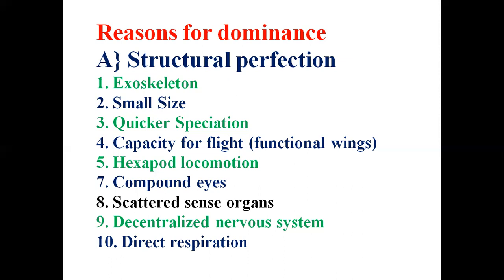Insects have a well developed nervous system, which has a ventral nerve cord. It is a decentralized nervous system based on neurons, and the ventral nerve cord performs a role in various activities.